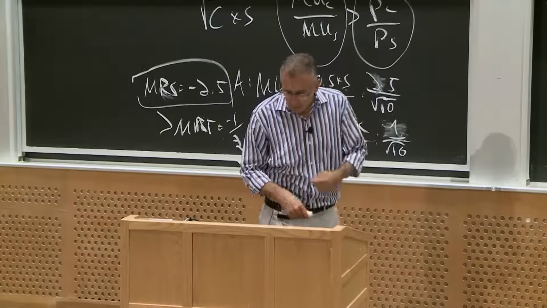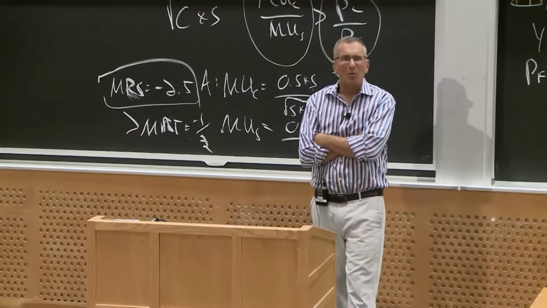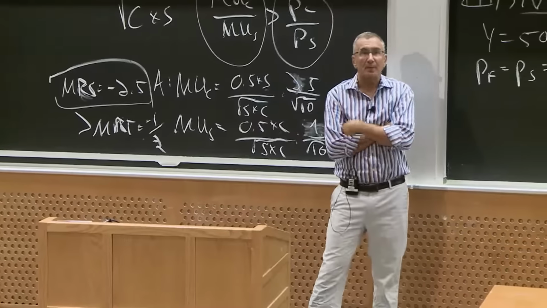Now, think about person X. They can't pull off that trick. Why? Person X now has to make a different choice. Instead of choosing what they wanted, which was X2, they now have to choose X2 prime, which is where a different indifference curve, I3 prime, hits that kink. Why do they have to make a different choice? Yeah?